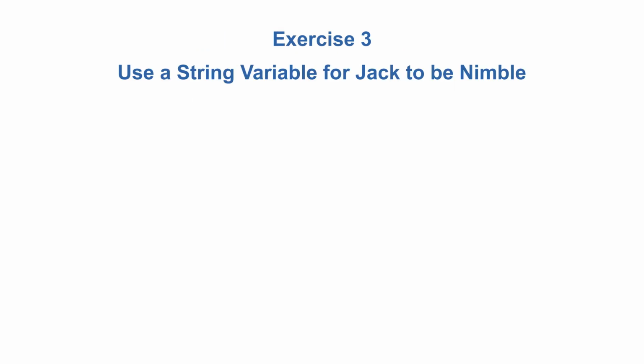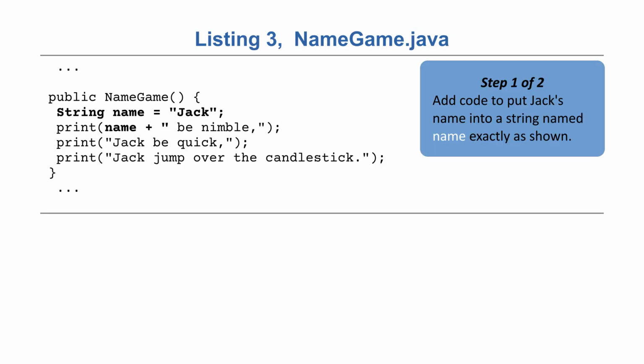Exercise 3. Use a string variable for Jack to be nimble. First, add code to put Jack's name into a string named name exactly as shown. Then, change the code to print name joined with be nimble exactly as shown. Run it. What happened? It should have printed the same nursery rhyme with appropriate spacing around the name.